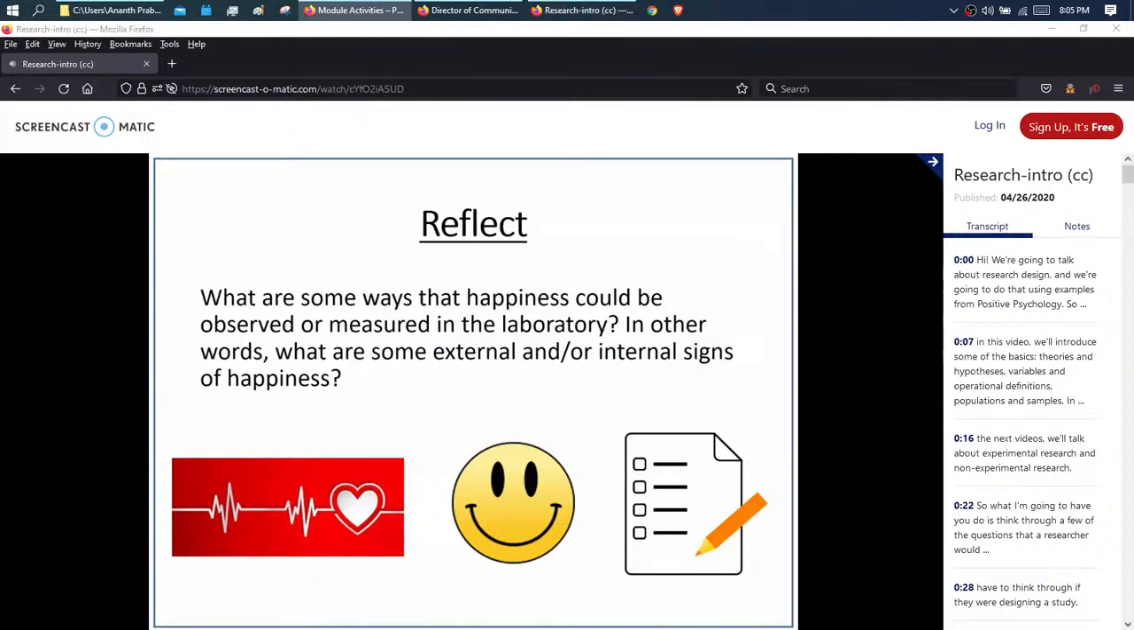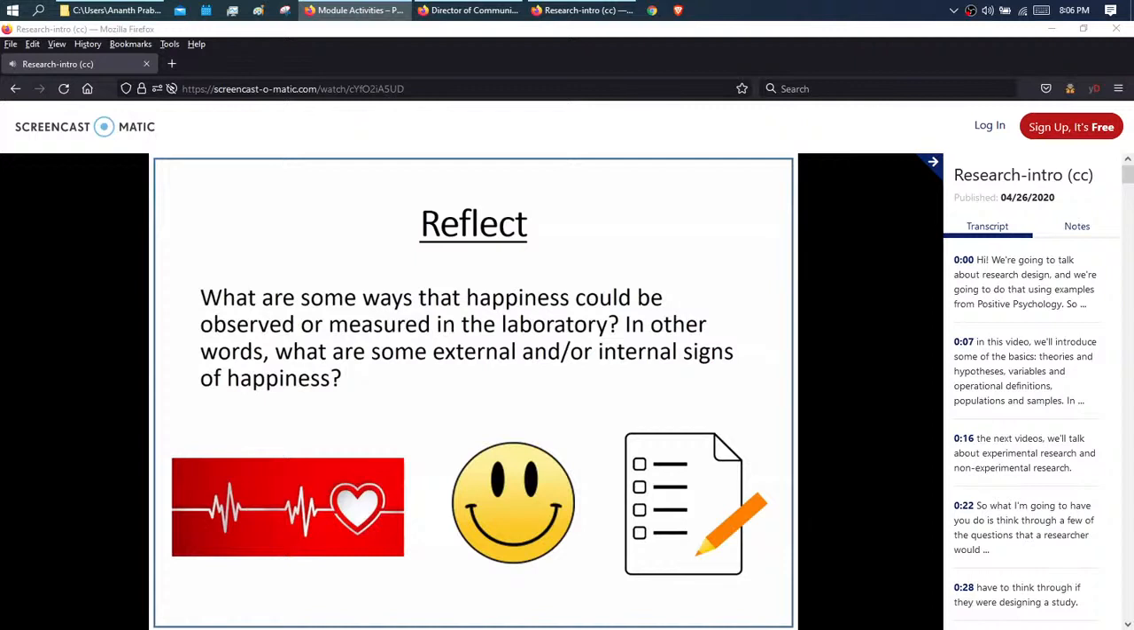Okay, you probably had some different ideas. Some of those ideas may be physiological, like heart rate or breathing rate, or maybe even brain activity. Those are physiological forms of measurement. Then there are some behavioral types of measurements: facial expression, vocal tone, posture, those kinds of things. And then there are self-reported measurements, so pencil and paper questions or interviews, online tests, things like that.